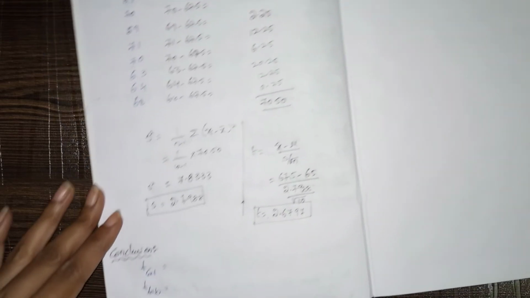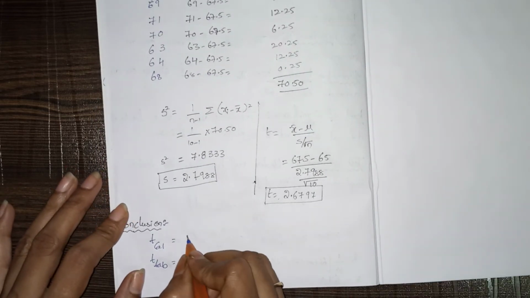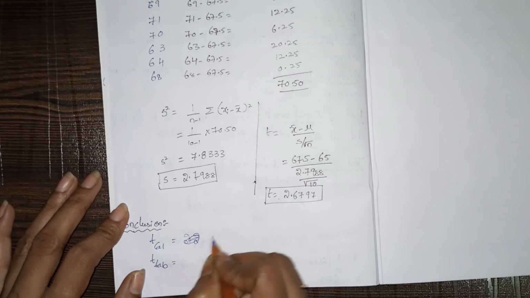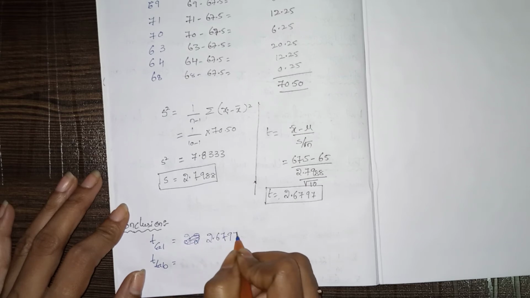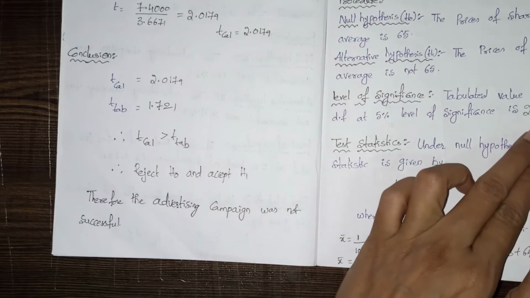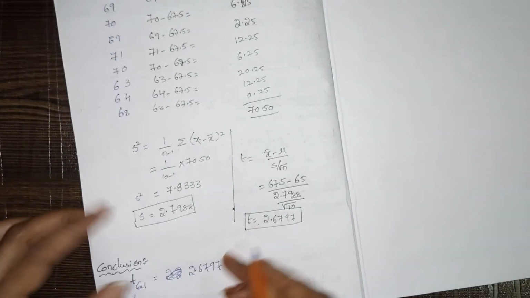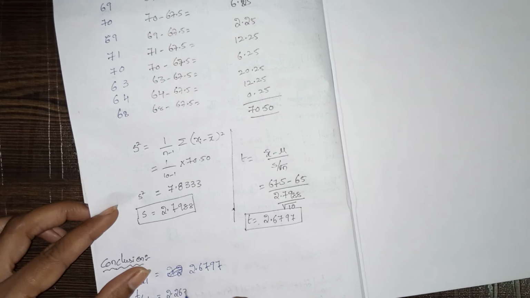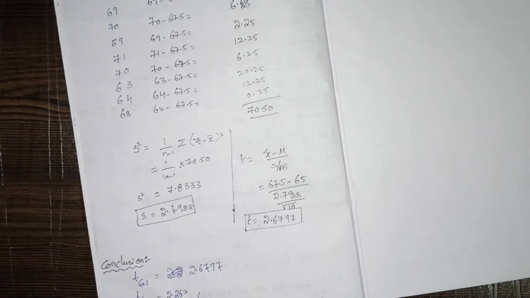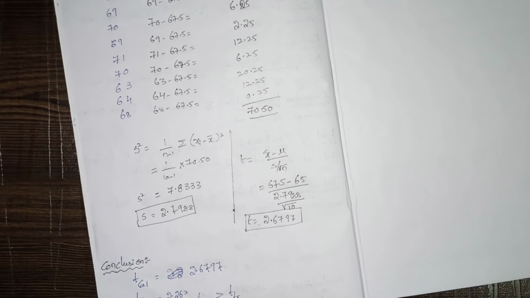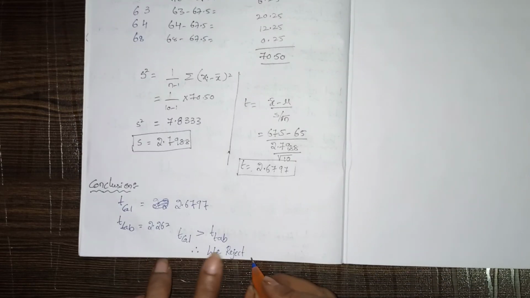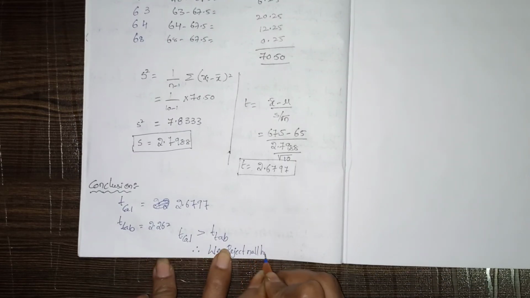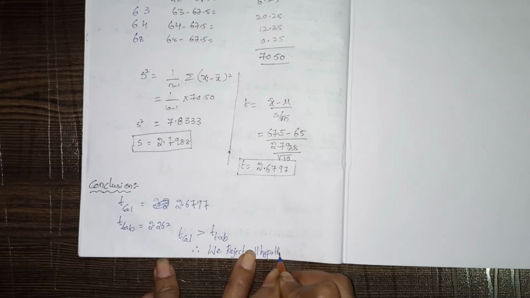So this is the calculated value. The t calculated value is 2.6797. The t table value here we have written is 2.262. So the t calculated value is greater than the t table value, isn't it? Therefore we reject the null hypothesis.